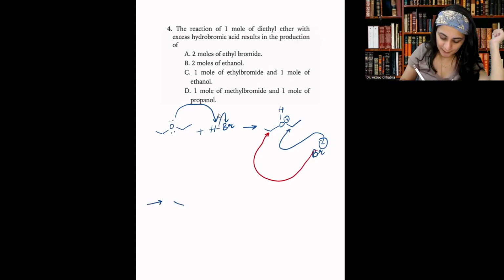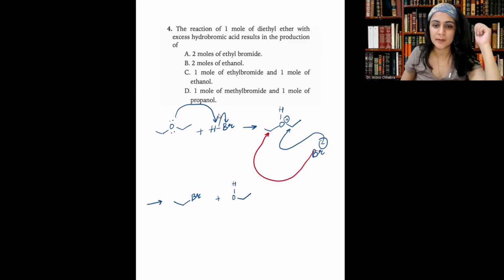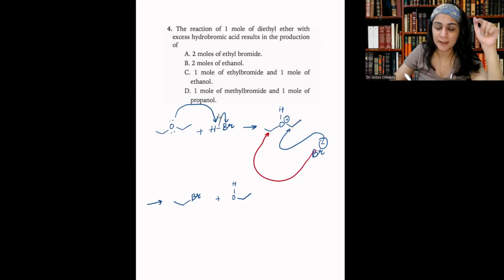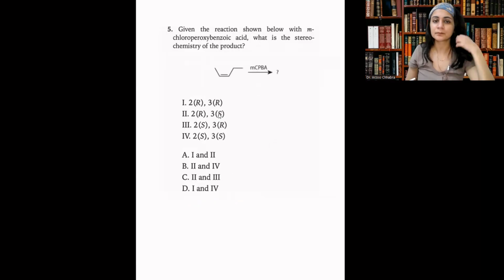So now the product of this reaction is going to be ethyl bromide plus an alcohol, CH3CH2OH. And so the correct answer is 1 mole of ethyl bromide and 1 mole of ethanol, which is pretty simple actually. And we don't have methyl bromide because obviously we have two carbons on each side of this diethyl ether. So that is why we will get ethyl bromide and ethanol in the answer. So C is actually the correct answer.